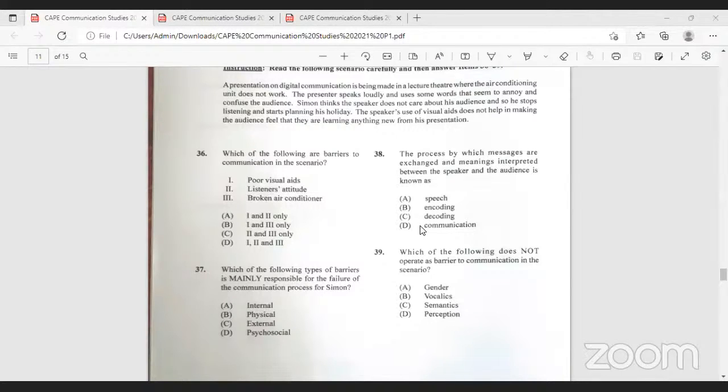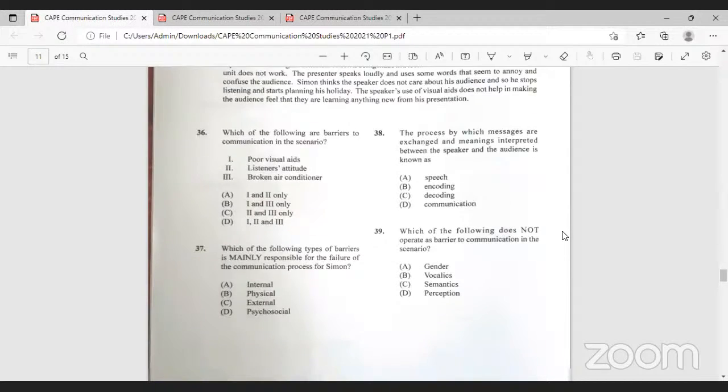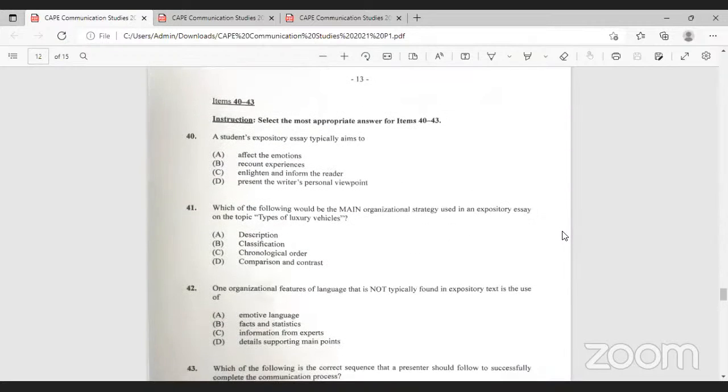Guys, we're almost finished. Almost finished. I'm going 2.5 hours. All right, so 36 is A, 37 is B, 38 is D, 39 is A. All right, 40. A student's expository essay, and these are repeat or similar questions. A student's expository essay typically aims to do what? Affect the emotions, recount experiences, enlighten and inform the reader, or present the writer's personal viewpoint. We went through this one. It's C. Everybody should be saying C.